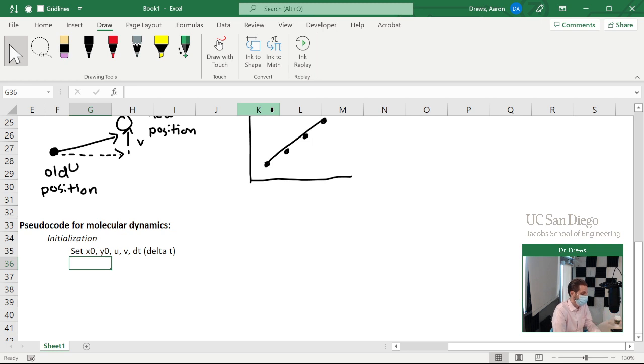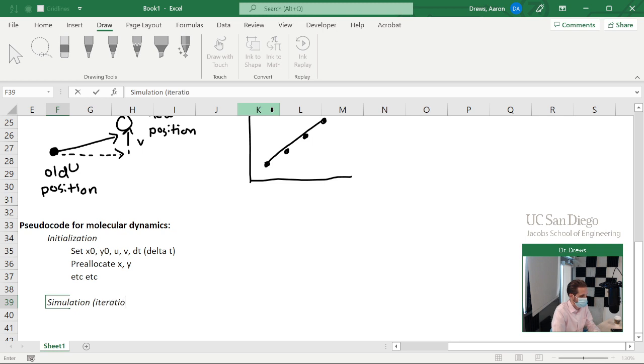Pre-allocation is also a good idea. So we're going to pre-allocate vectors for x and y, and just like we saw with the random walk simulation, those will be the things that hold our trajectories, right? Each location in there will be the position of a particle at a new time. And then I'll just say et cetera, because I usually forget something until I start coding, and then I add it afterwards. Then you start the simulation itself, which is an iteration.